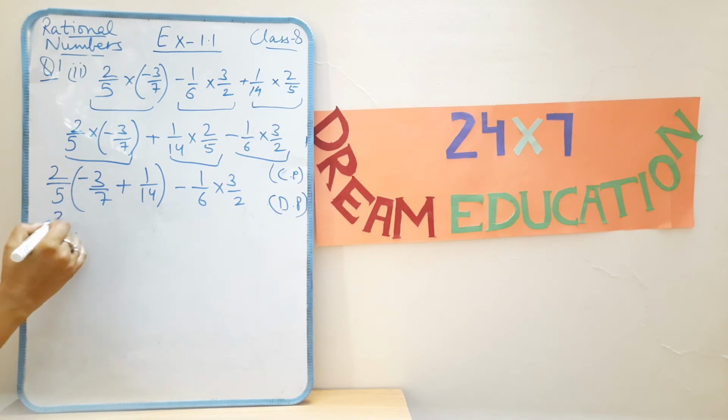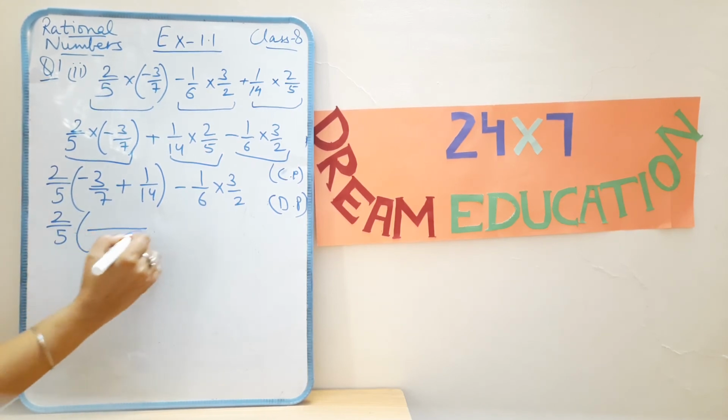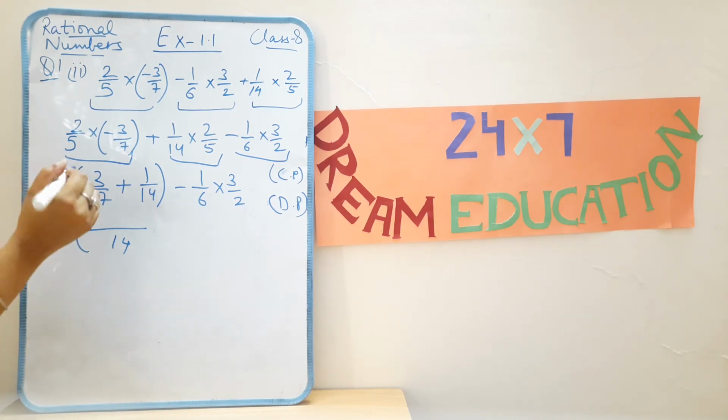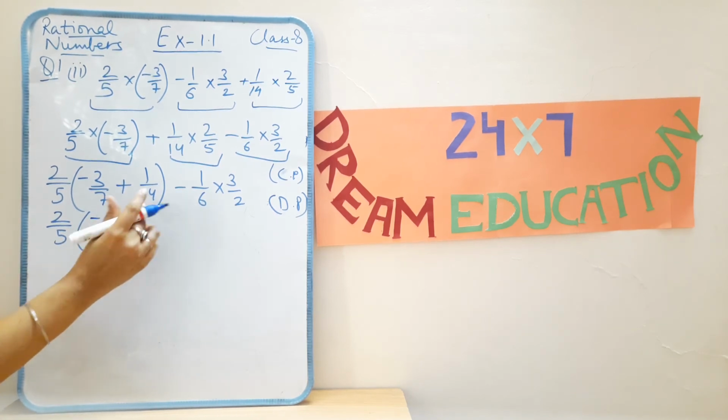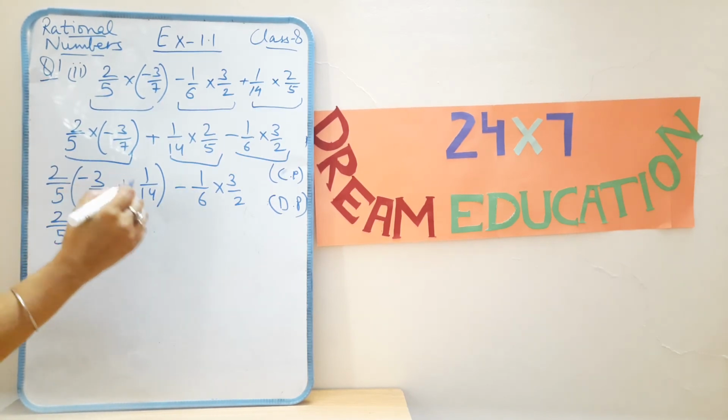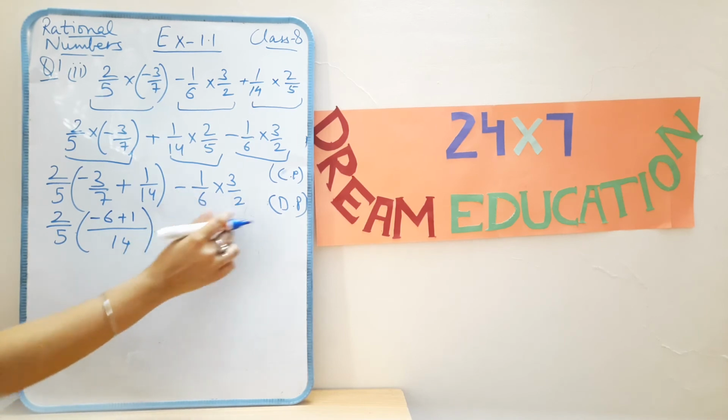So now you have to solve the bracket taking the LCM. 7 and 14, LCM is 14. In 7's table 14 comes 2 times. So 3 2s are 6. And in 14's table 14 comes 1 time. 1 1s are 1.